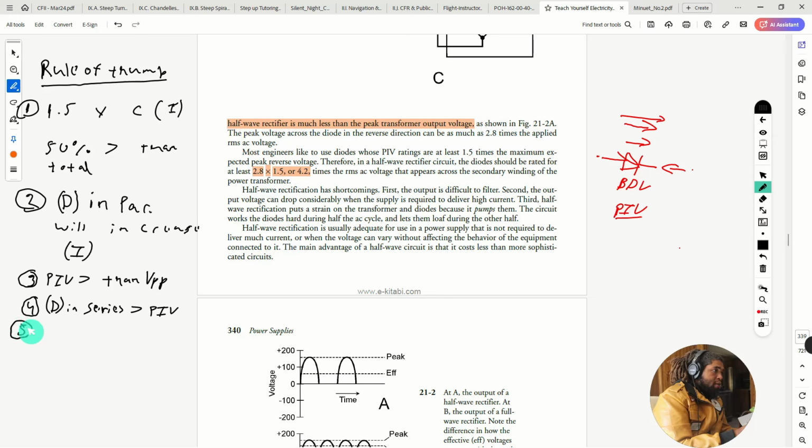Number 5. I'm going to put half wave. Put rated. I'm going to put 4.2 times. I'm going to put your... He's using RMS, so I'll do it just to be consistent with him. We haven't talked about RMS voltage, but that's just your root mean square. We can talk about that in another video.